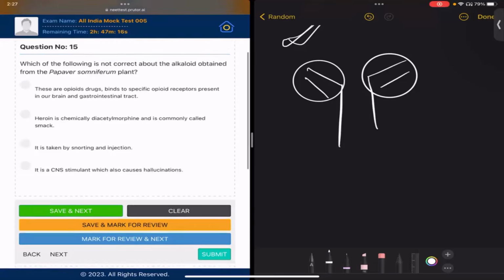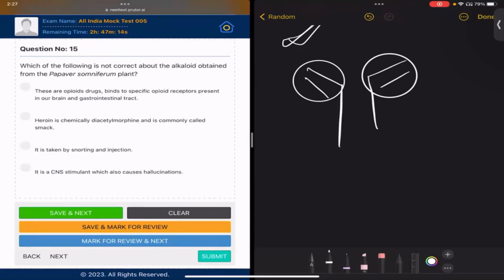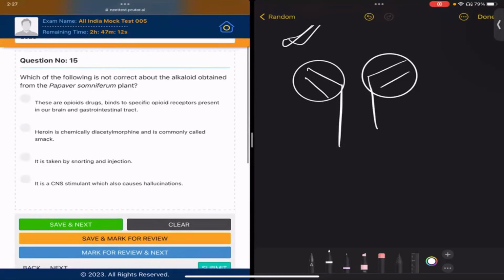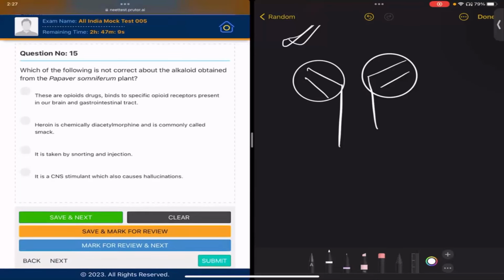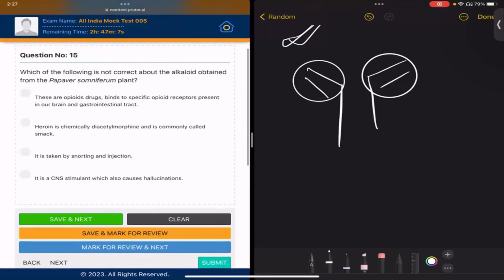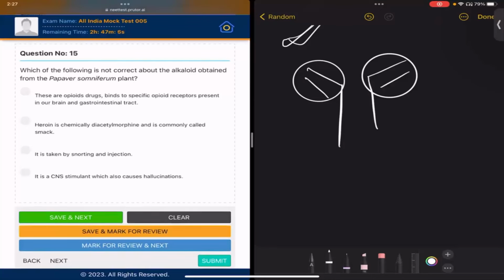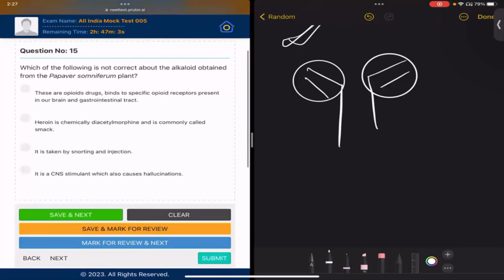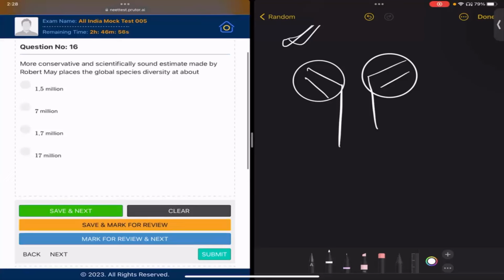Which of the following is not correct about the alkaloid obtained from the Papaver somniferum plant? Opioid drug, okay, this is correct. Heroin is chemically diacetyl morphine. This is also correct. Snorting and injection. Okay, it is not a CNS stimulant. This is a CNS depressant. Okay. Now the more conservative and scientifically sound estimate made by Robert May, 1.7 million. Yeah. 1.7 or 1.5, I do not remember the exact data, but 1.7 it was, I guess.